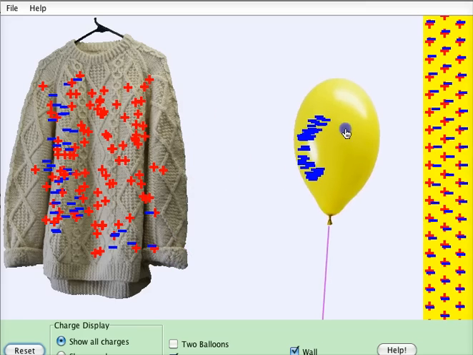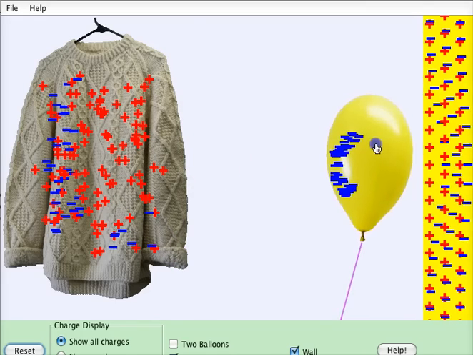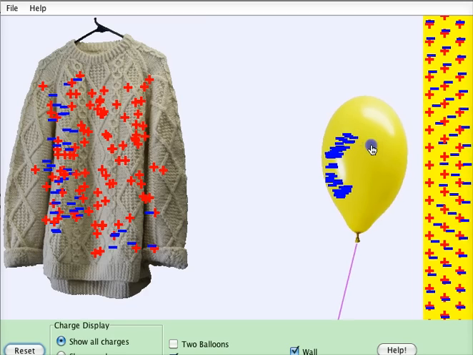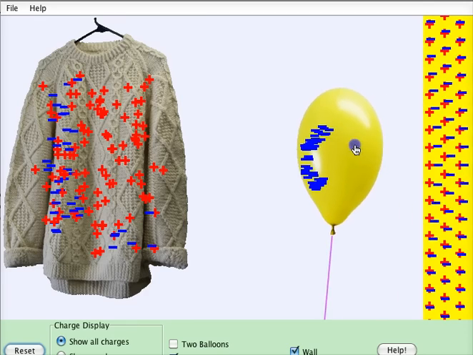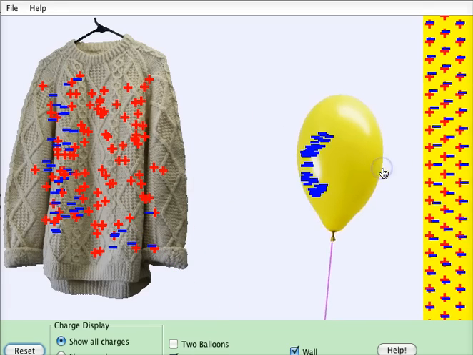I can even get the balloon to stick to the wall, because as I move it close to the wall, it repels negative charges, leaving the surface positively charged. And if it's close enough, it will stick.